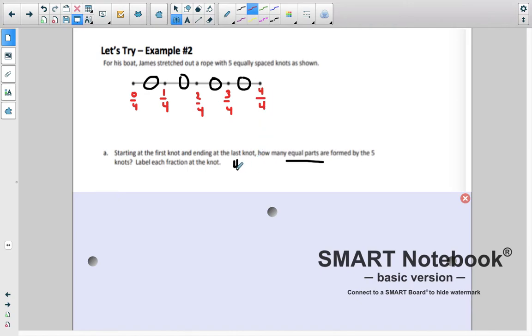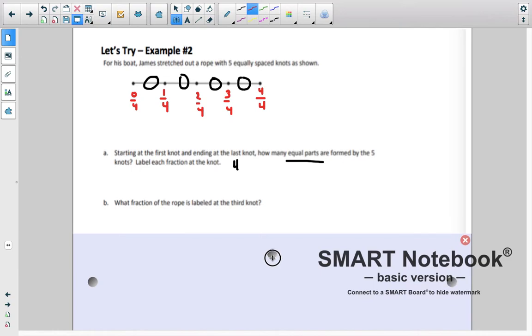Good. So we labeled it 4 equal parts. That tells me it's in fourths. And I labeled each knot. All right, let's see what part B says.